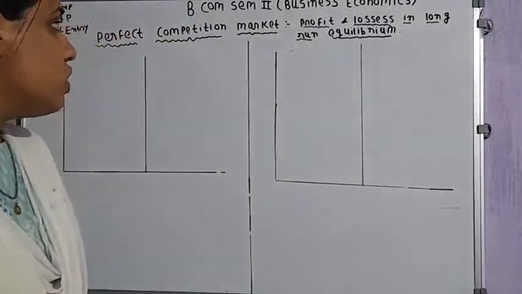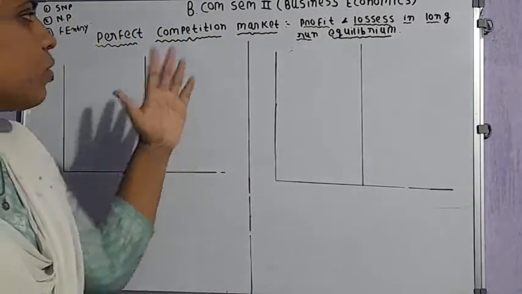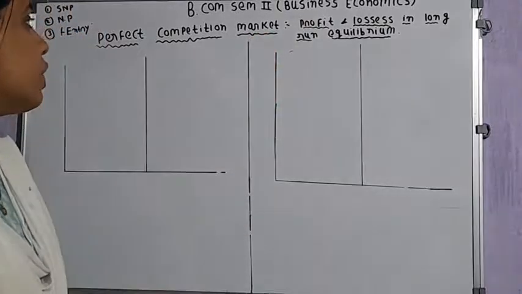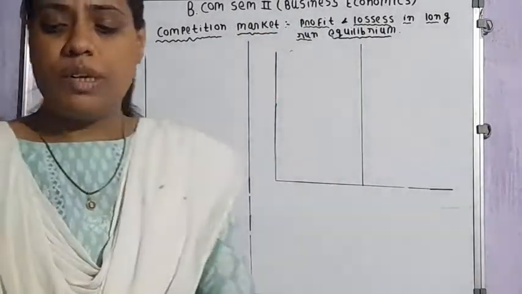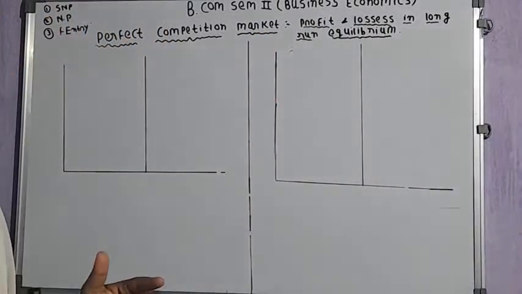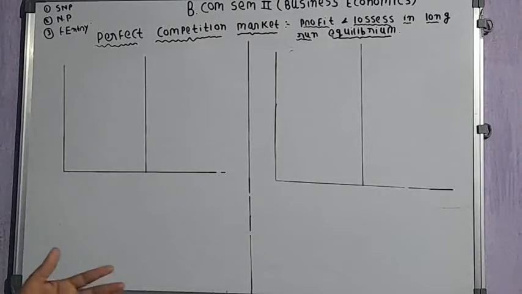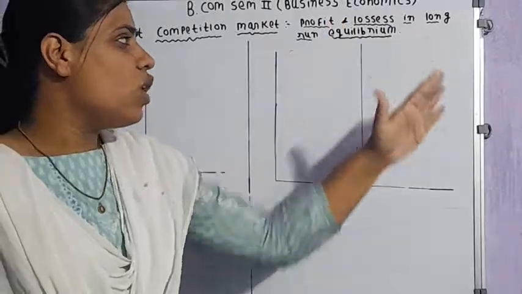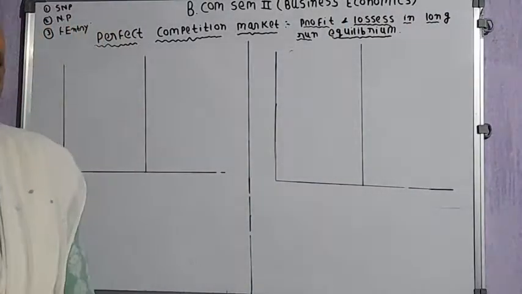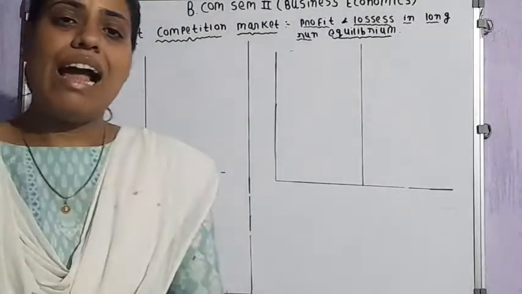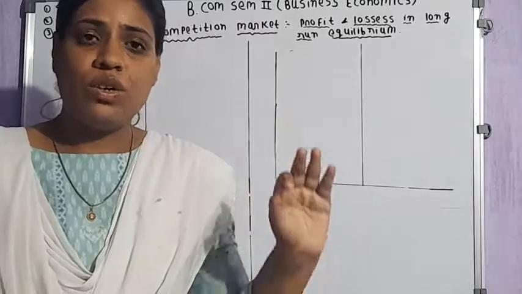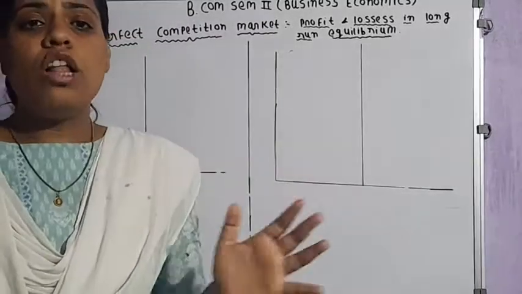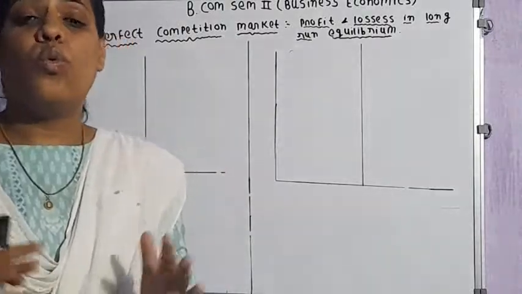In this lecture, we are going to discuss the profit and losses in long run equilibrium under the perfect competition market. In the last lecture, we had seen the perfect competition market, profit and losses in the short run equilibrium. In that lecture we had seen that when we talk about the short run, it's a period whereby all the factors of production are not variable.